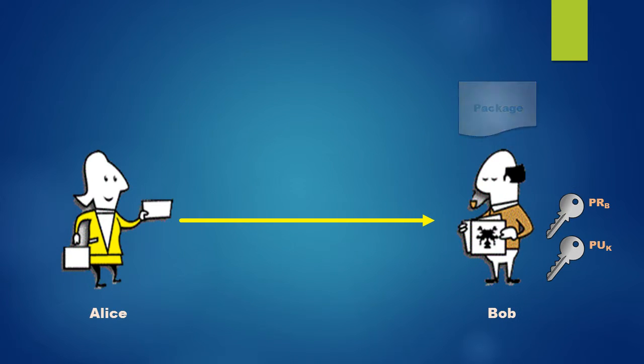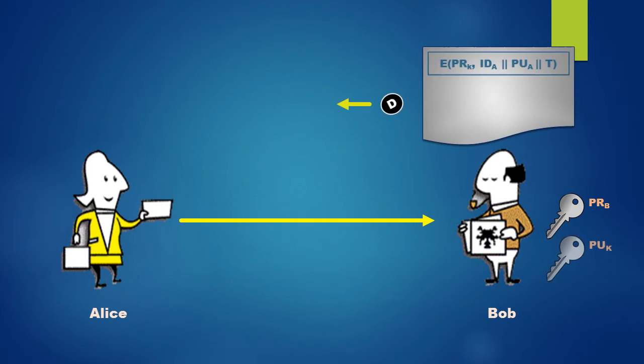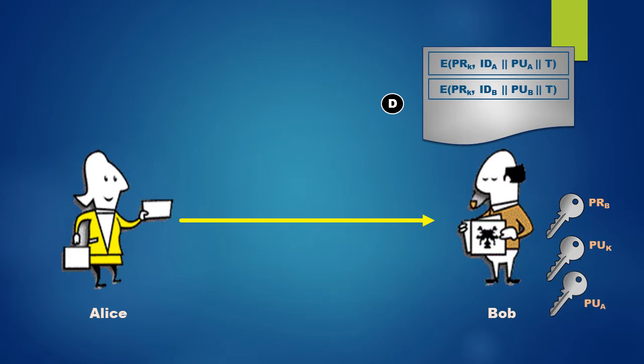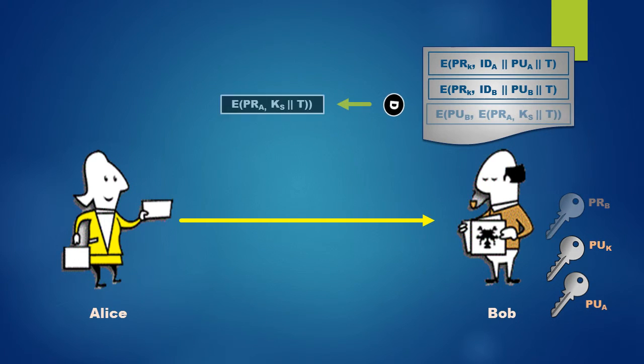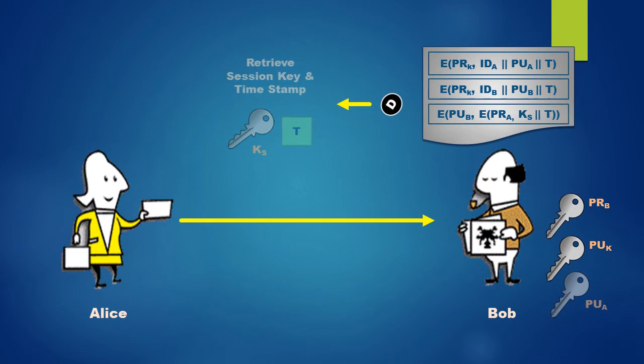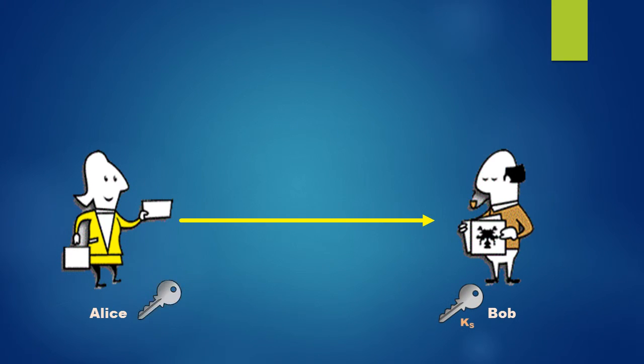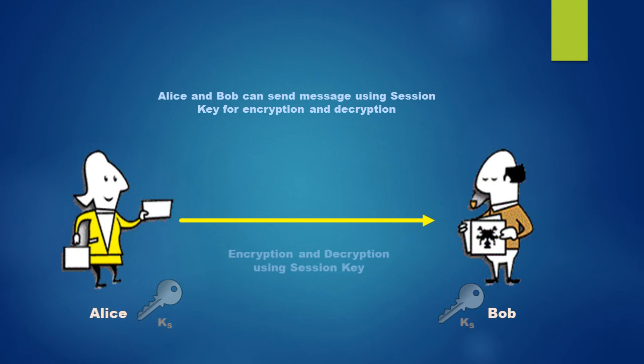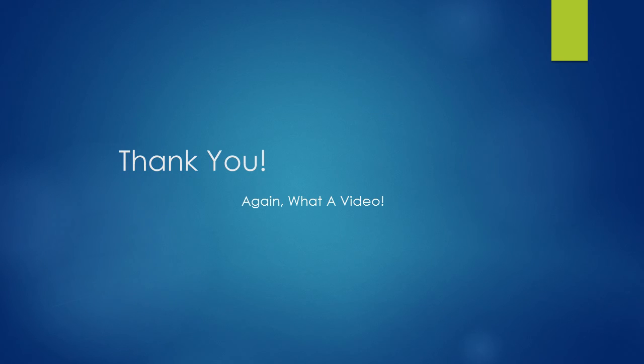Upon receiving from Alice, Bob decrypts to retrieve Alice's public key, and also decrypts to retrieve the timestamp, and finally decrypting it to retrieve the session key. Now, Alice and Bob can communicate using the session key for encryption and decryption. The end.